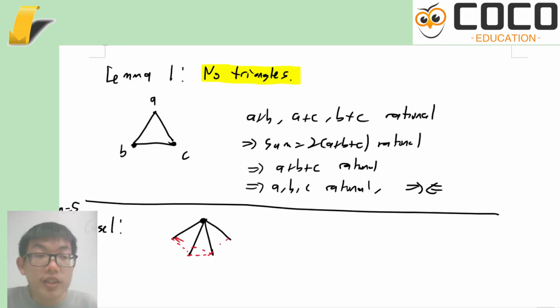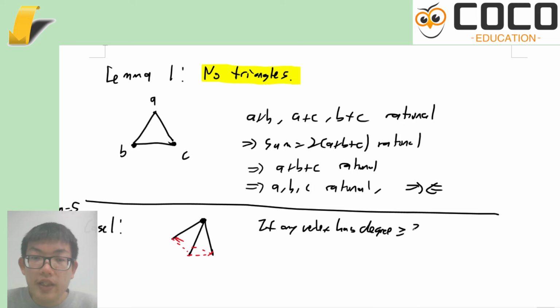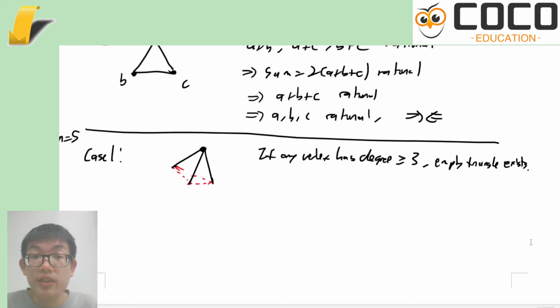In fact, I don't need degree 4. I've got degree 3. If any vertex has degree greater than or equals to 3, there is an empty triangle. Now remember, I'm trying to avoid empty triangles.